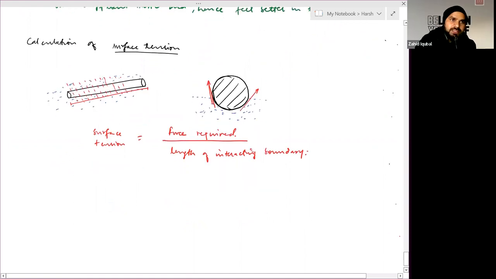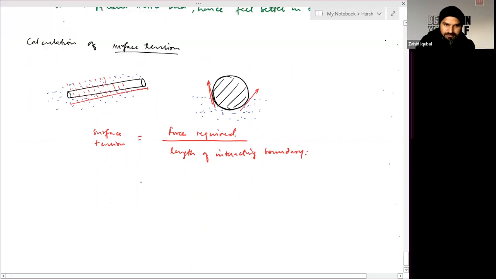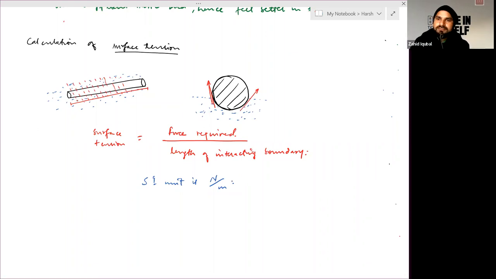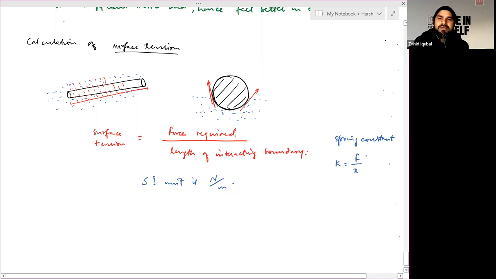Yes. So if you define the unit of surface tension according to this formula, you will get force to be Newton, and for length it will be meter. So its SI unit will be Newton per meter. Do you know any one more quantity which has the same unit as Newton per meter? Spring constant. Yes, sir. Or force constant, K, which is also equal to force by length. So it will have the same unit as that of surface tension. So if you are asked which physical quantity has the same unit as surface tension, you will say spring constant or simply force constant.